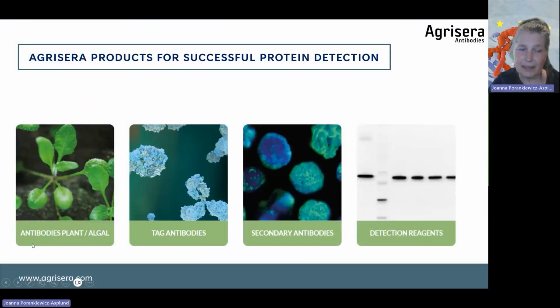Our products contain successful protein detection reagents. So antibodies for plant and algal cell biology are our focus, but we also provide you with epitope tag antibodies, high titer secondary antibodies, and detection reagents for both Western blot as well as ELISA.